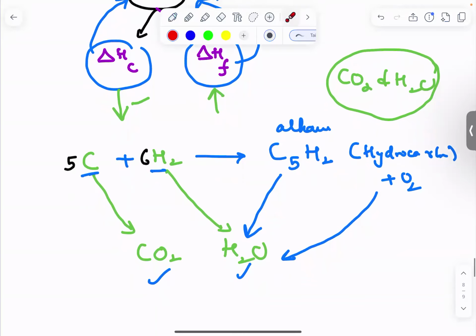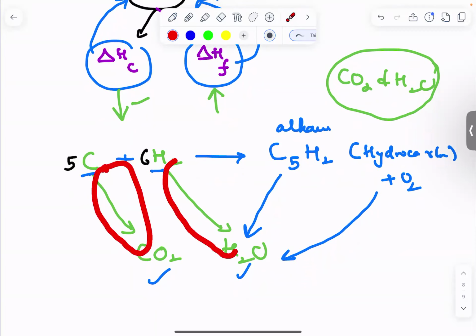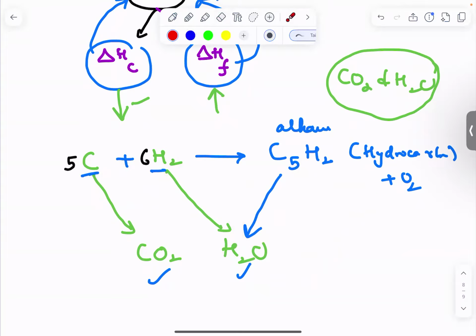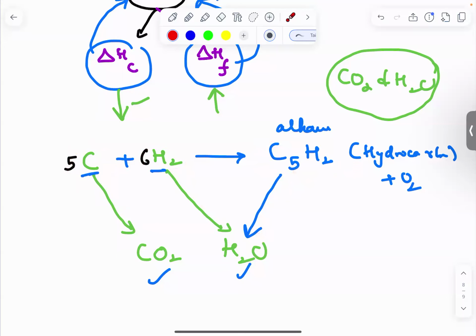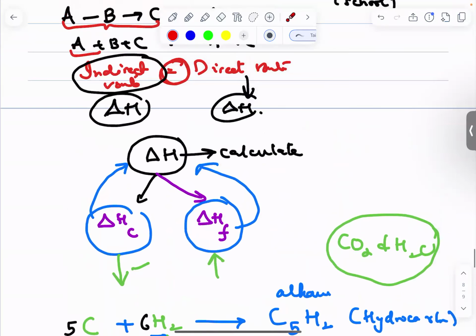So now have a look. First of all, we are going to talk about the arrows. As I told you, for combustion we use downward arrows. Have a look, this is a downward arrow, this is a downward arrow, this is a downward arrow. All these arrows are downward. This is proven for combustion data because carbon is being combusted, hydrogen is combusted, and the hydrocarbon, which is pentane, is combusted.